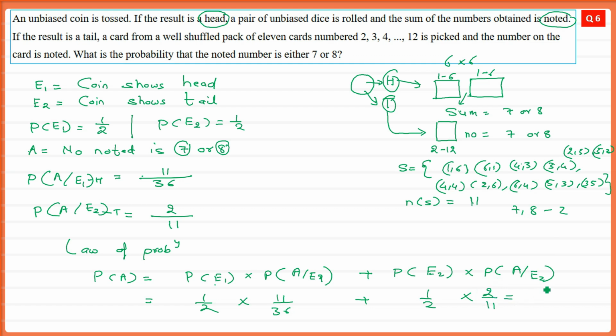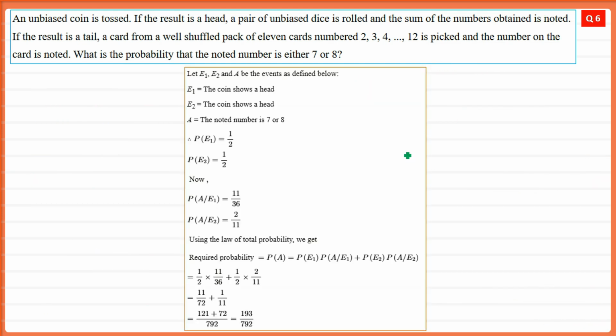So this whole thing comes out to be 193 divided by 792. This is your answer. Now this is how this will be done. This is how you are going to write it. It's a good question and you must do it twice or thrice.